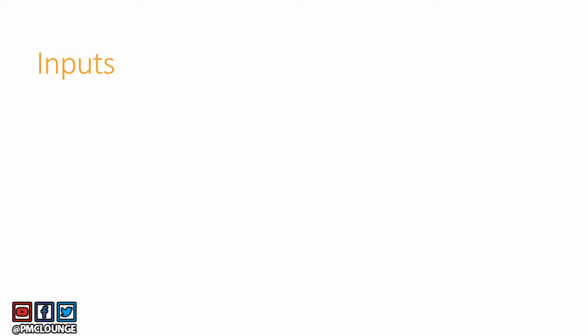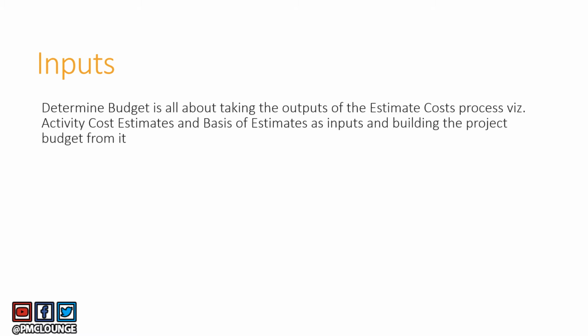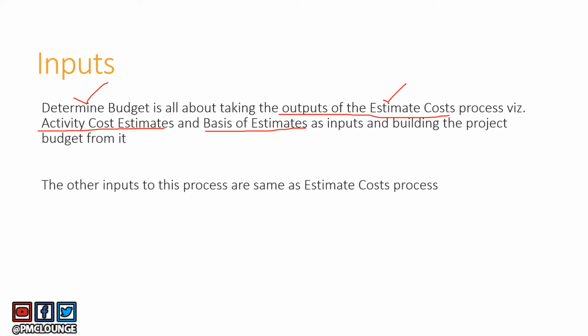What are some of the inputs of the determine budget process? So this process is all about taking the outputs of the estimate costs process. So whatever you generated as outputs of the estimate costs process, specifically the activity cost estimates and the basis of estimates, these two are very important inputs in the determine budget process. In addition to that, there are other inputs as well, but these are actually the same inputs that you used in the estimate costs process. So nothing new to learn here.